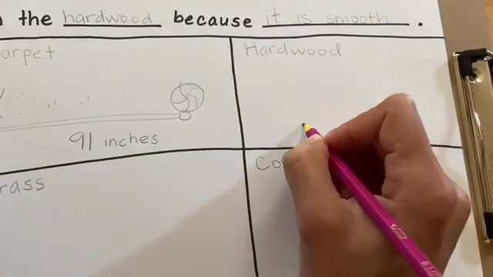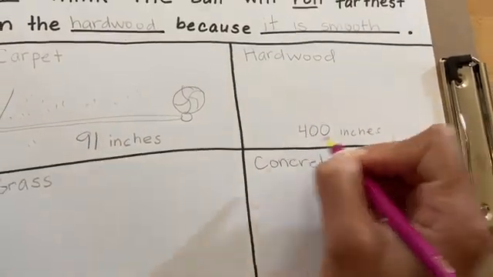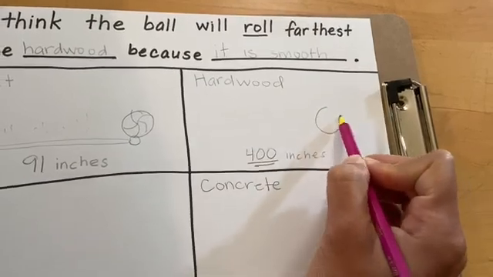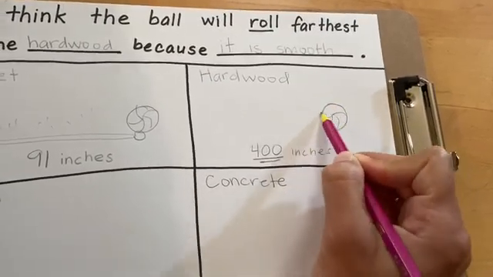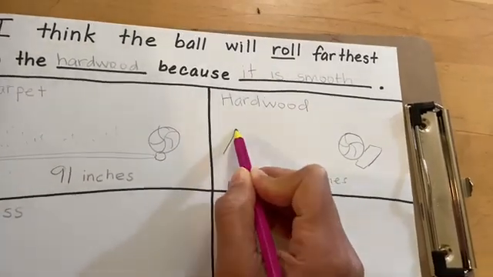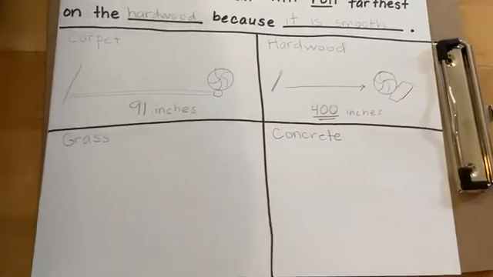My ball traveled 400 inches on the hardwood. Wow, that's so many. I was so surprised. But that's also really good to know that the hardwood had much less friction than the carpet did. So now I'm recording my results. Go ahead and record yours as well.